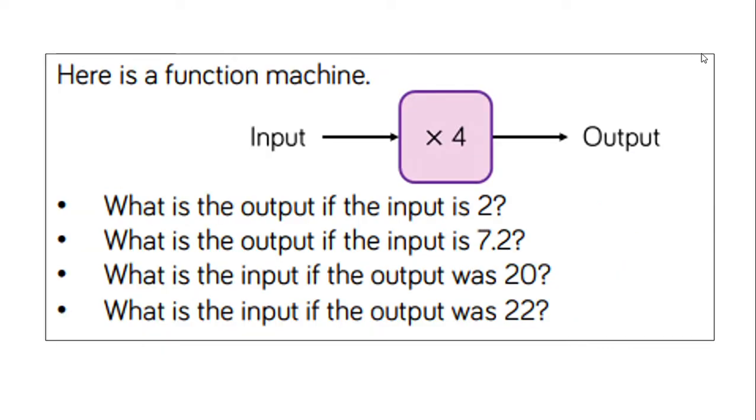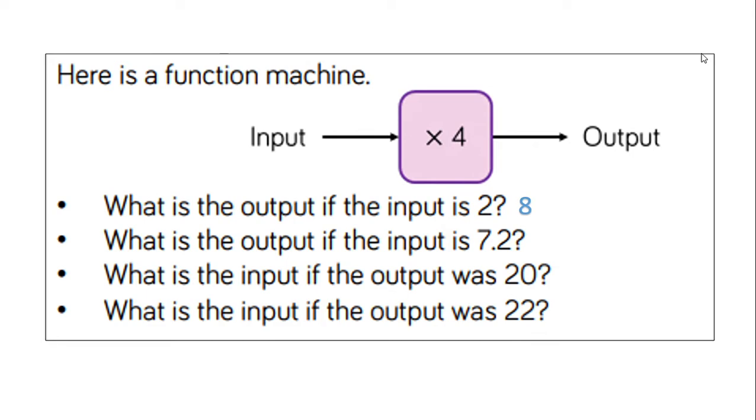Okay, so here is a function machine. We have our input number, the function is multiplied by 4, and then we have an output number. So you might want to pause the video and see if you can answer these questions where different inputs are given and different outputs are given. Okay, so looking at the first question, what is the output if the input is 2? So we would input 2, we would multiply by 4, and we get the answer of 8.